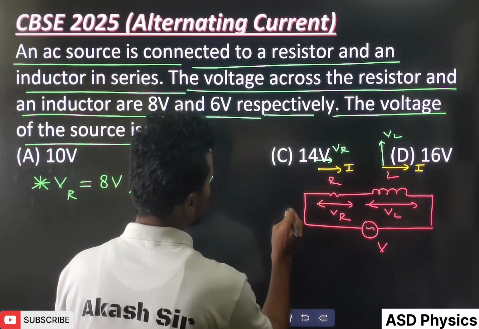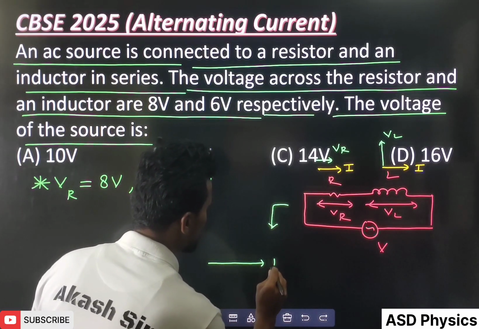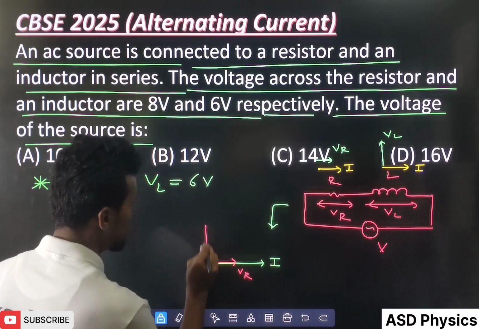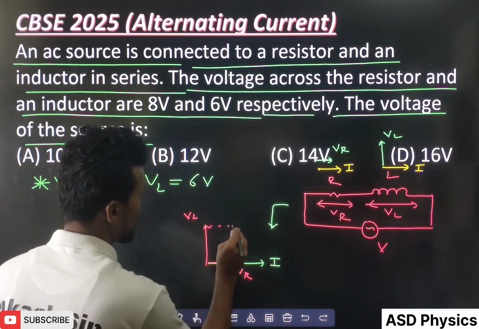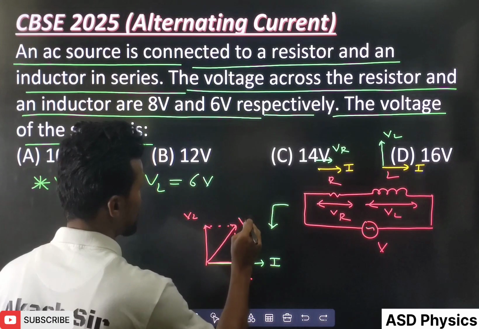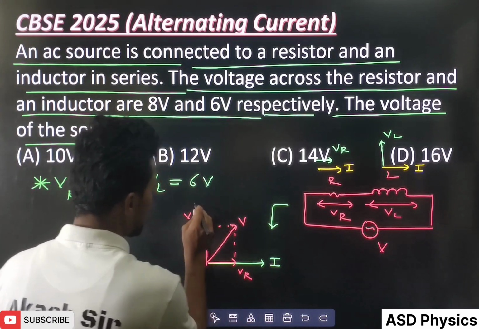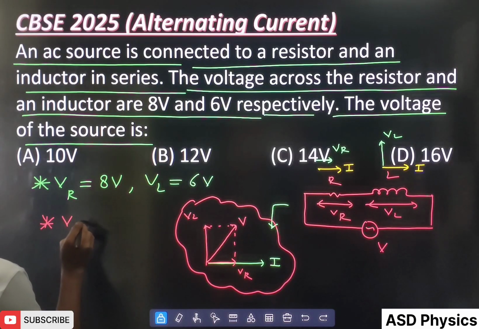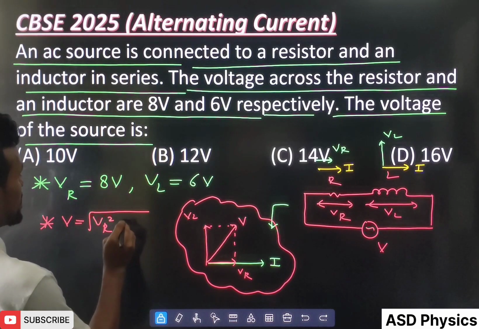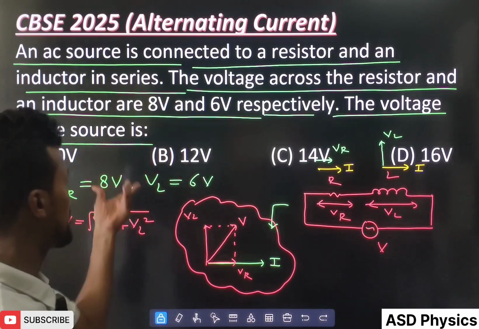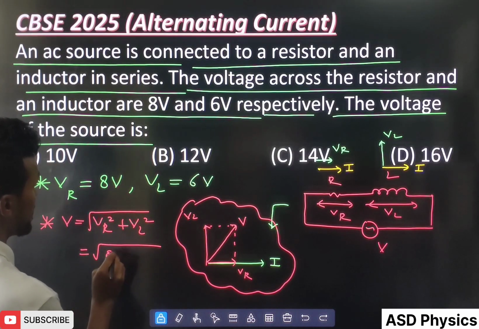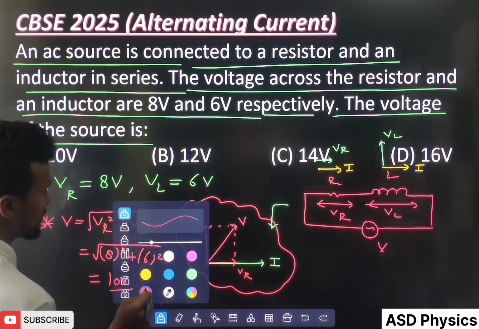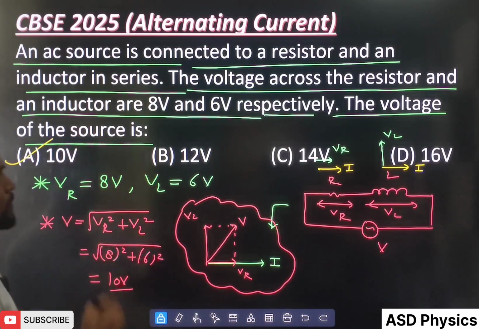So if I combine both of them, see, students, this is I, and VR in this direction, all RMS, and this VL in this direction. Make the parallelogram here, and this is the supply voltage V. In this, if I use the Pythagoras theorem, we can write V equal to square root of VR squared plus VL squared. Now let's see the question: 8 squared plus 6 squared is the square root of 100, that means 10 volt. The correct option is option A.